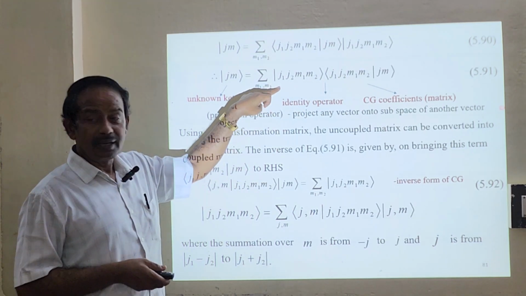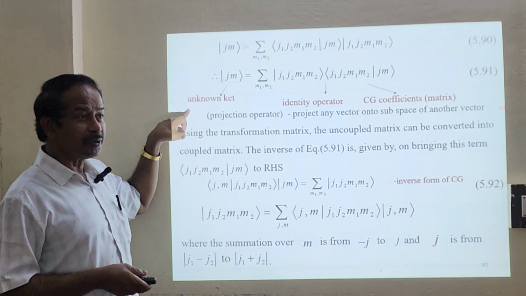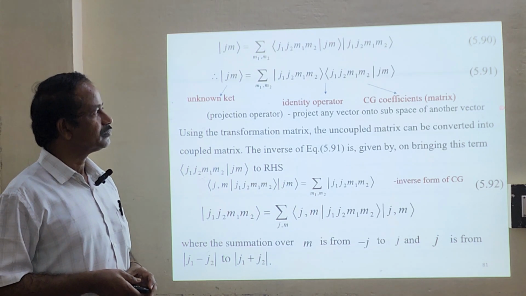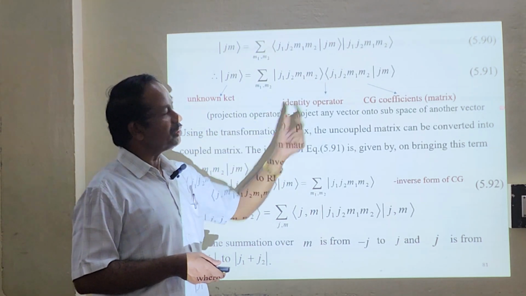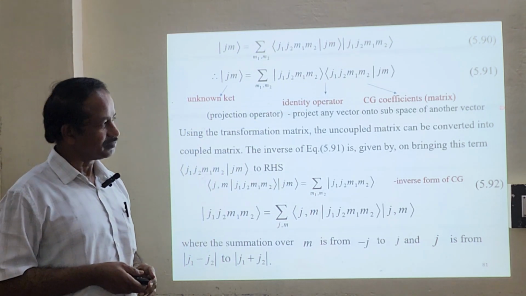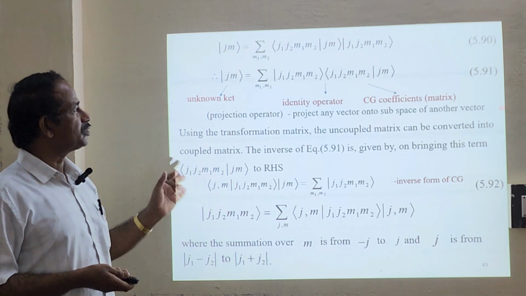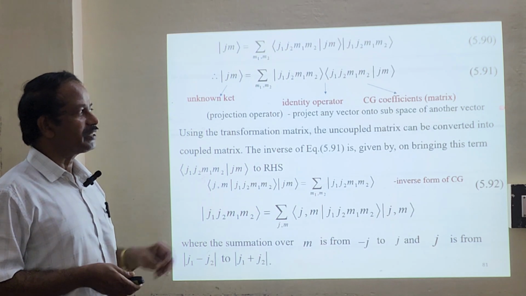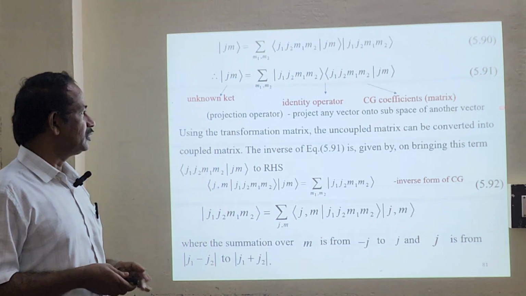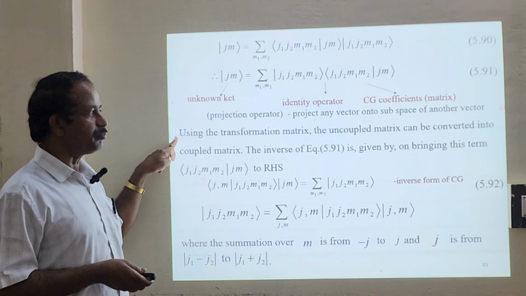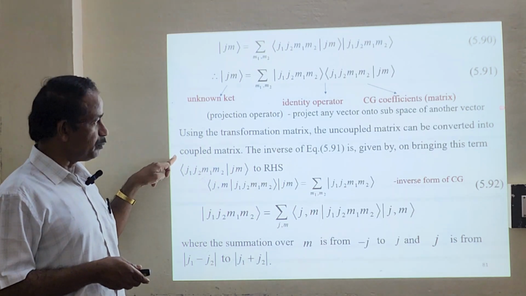So this will be your uncoupled basis. This will be your coupled basis. Of course, these two together are nothing but your identity operator I. So the projection operator projects any vector onto the subspace. We know already, using the transformation matrix, the uncoupled matrix can be converted into coupled matrix.